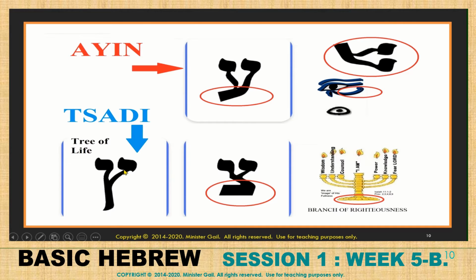And here's the final or sofit shape. It looks like the tree of life. It looks like a tree. Righteousness. Branch of righteousness is your tree of life. Nothing else that the Talmud or Kabbalah made up, or what Yogananda made up for yoga.